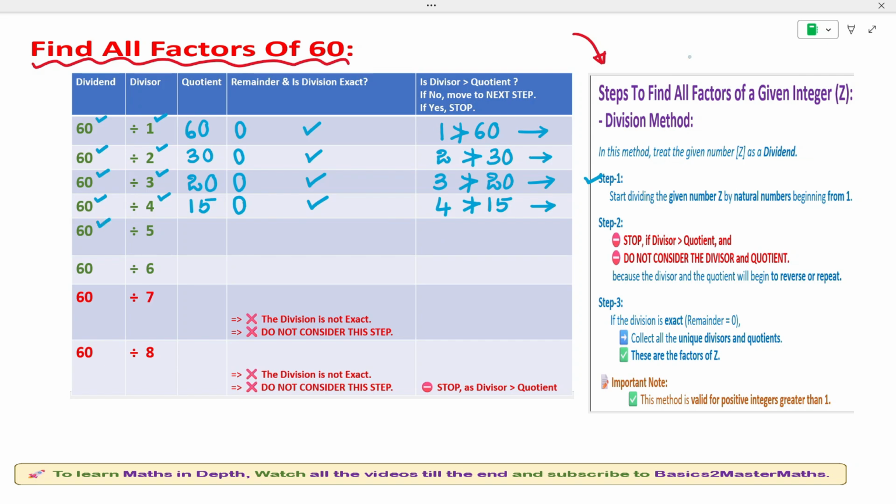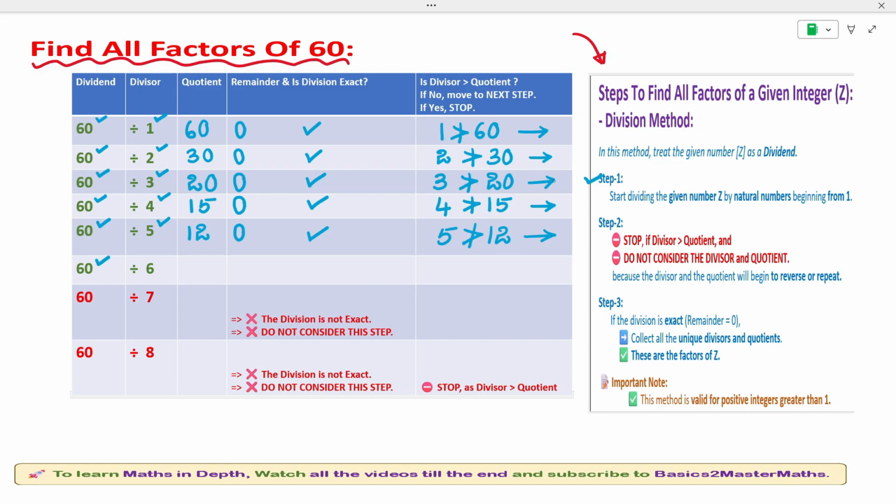When we divide 60 by 5, we get 12 as the quotient and 0 as the remainder. So, this division is exact. In this case, the divisor 5 is not greater than the quotient 12. So, move to the next step.